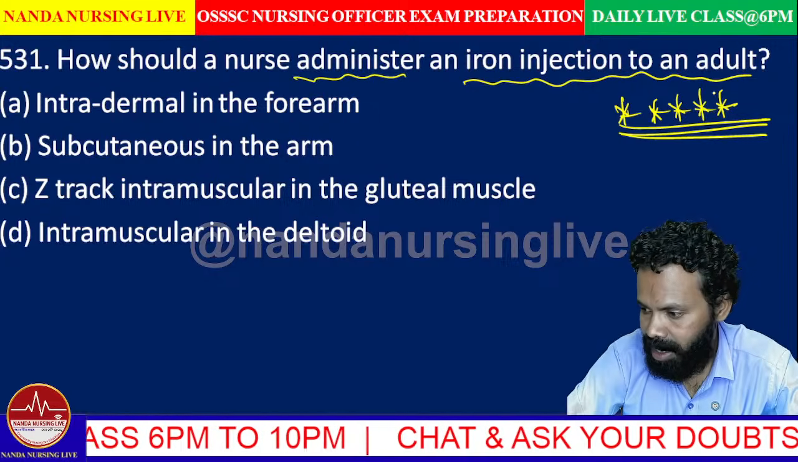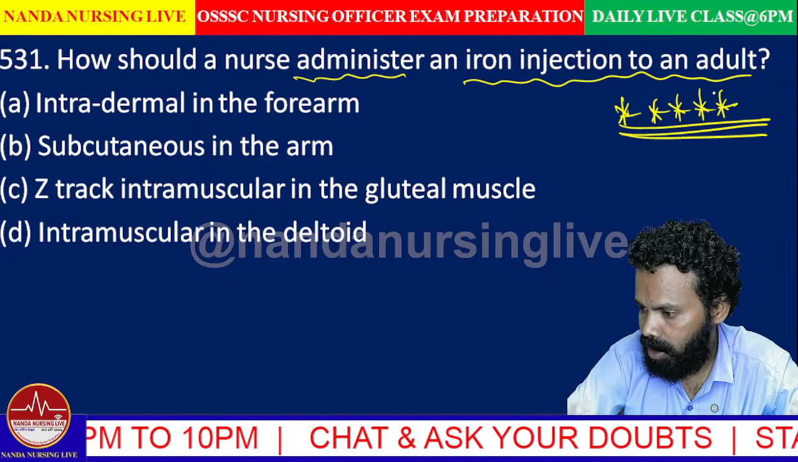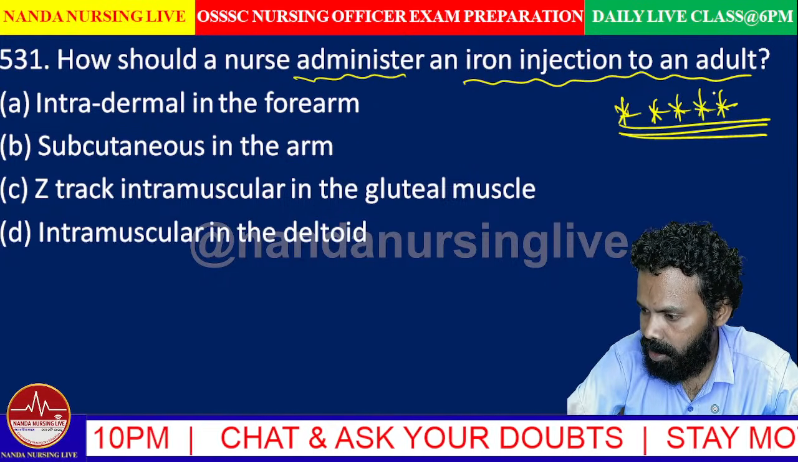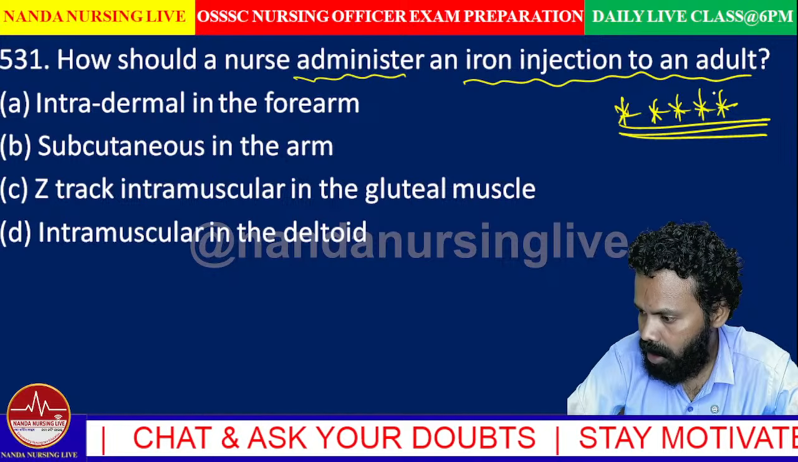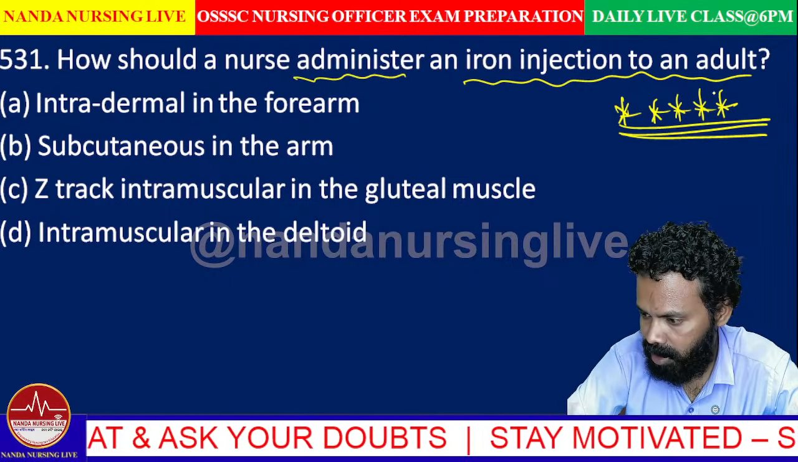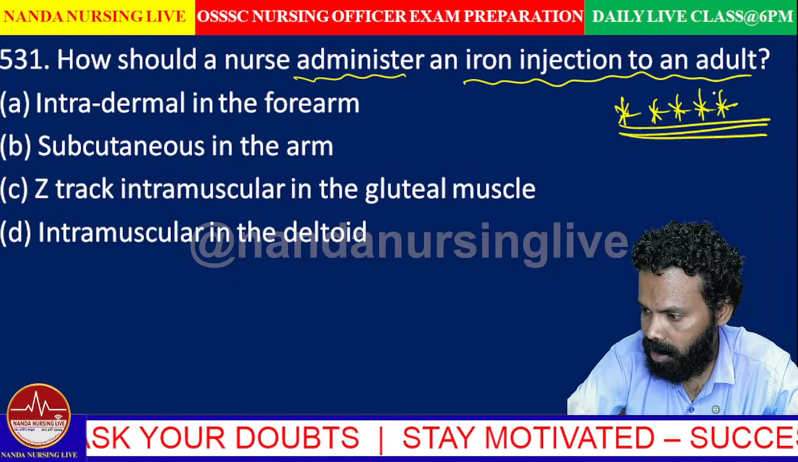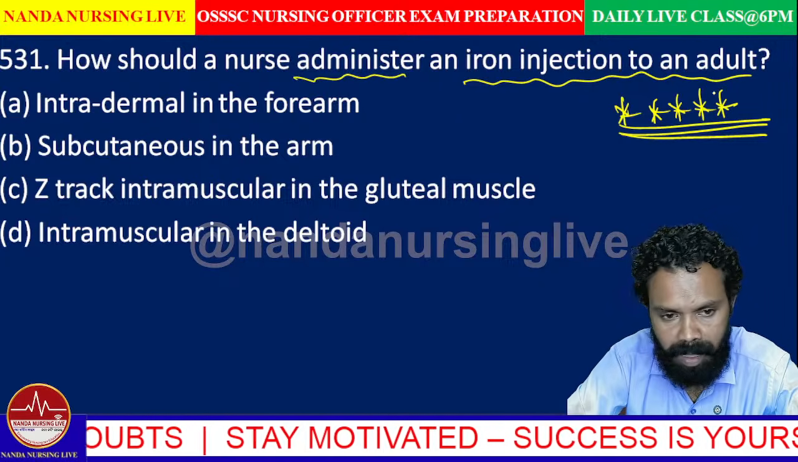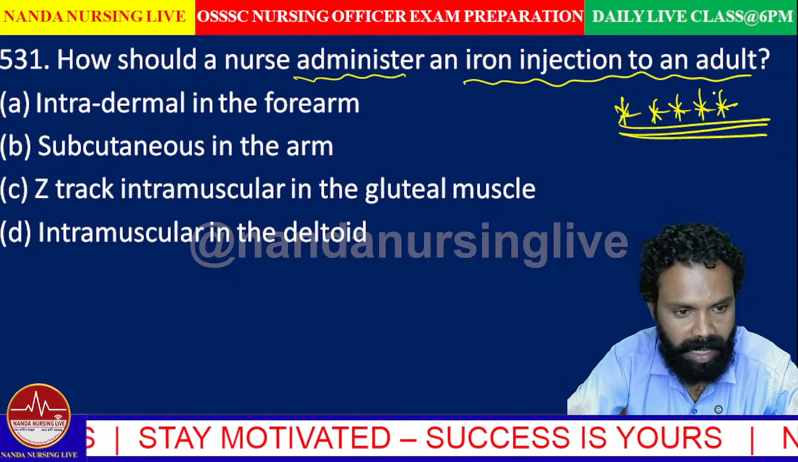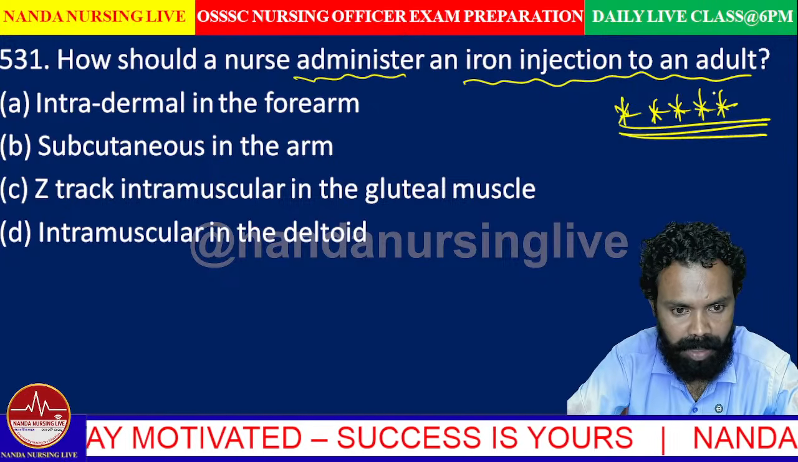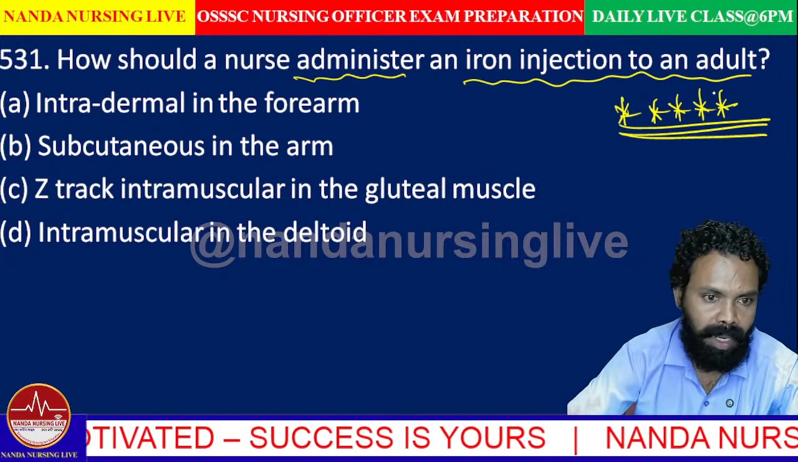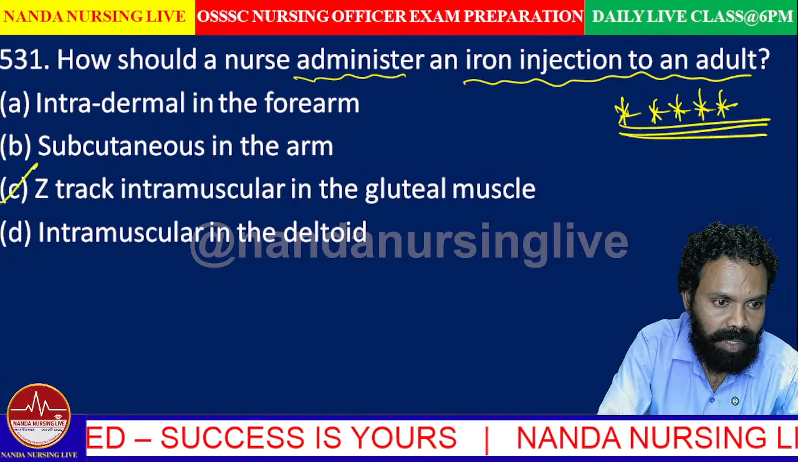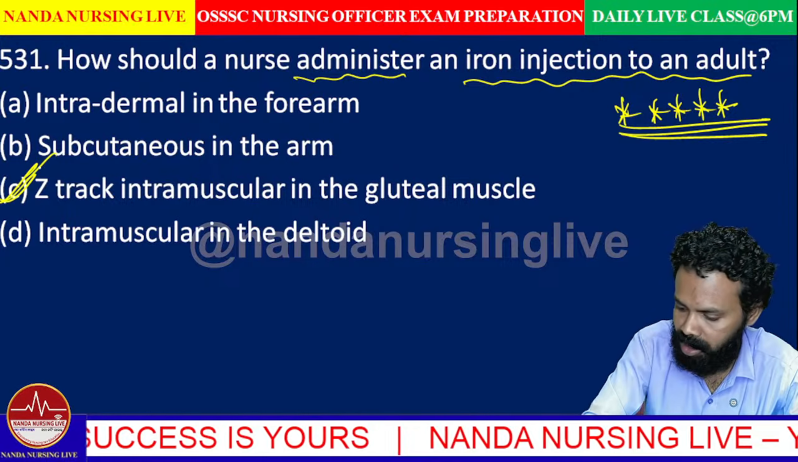So Z track IM injection दिया हुआ है ना, iron injection always administer using the Z track technique रे दिया हुआ है ना, in the gluteal muscles to prevent leakage of the medication से ही पे Z track intramuscular injection दिया हुआ है, right? So option C is the correct answer, right? Option C is the correct answer.